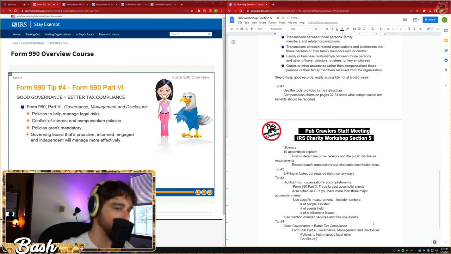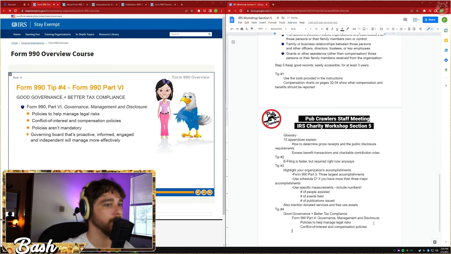A governing board that's proactive, informed, engaged, and independent will manage an organization more effectively. Adopting sound risk management policies and procedures will help your organization comply with the law and achieve its mission more effectively, whether or not it's required to file a Form 990.